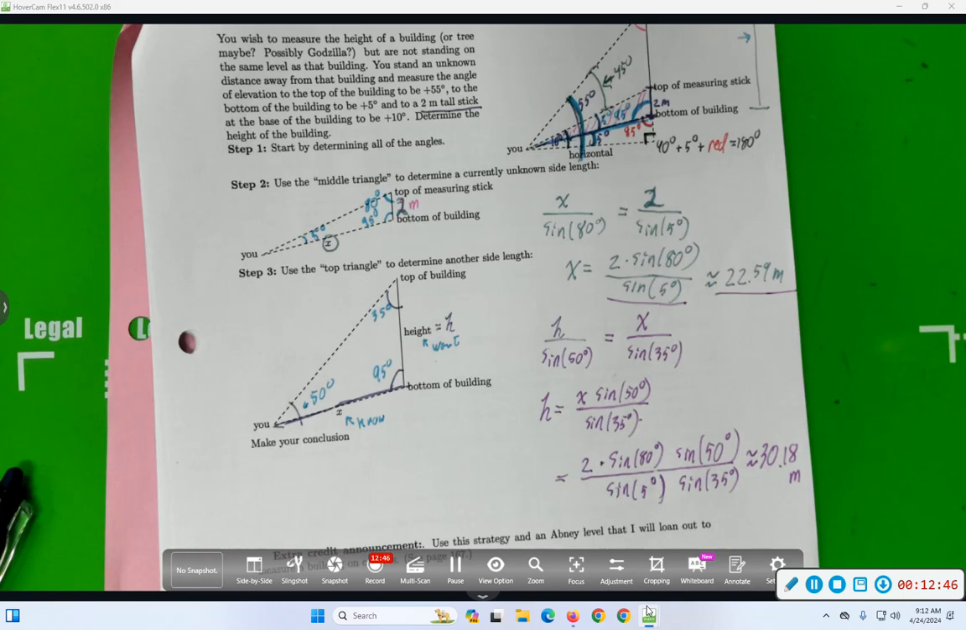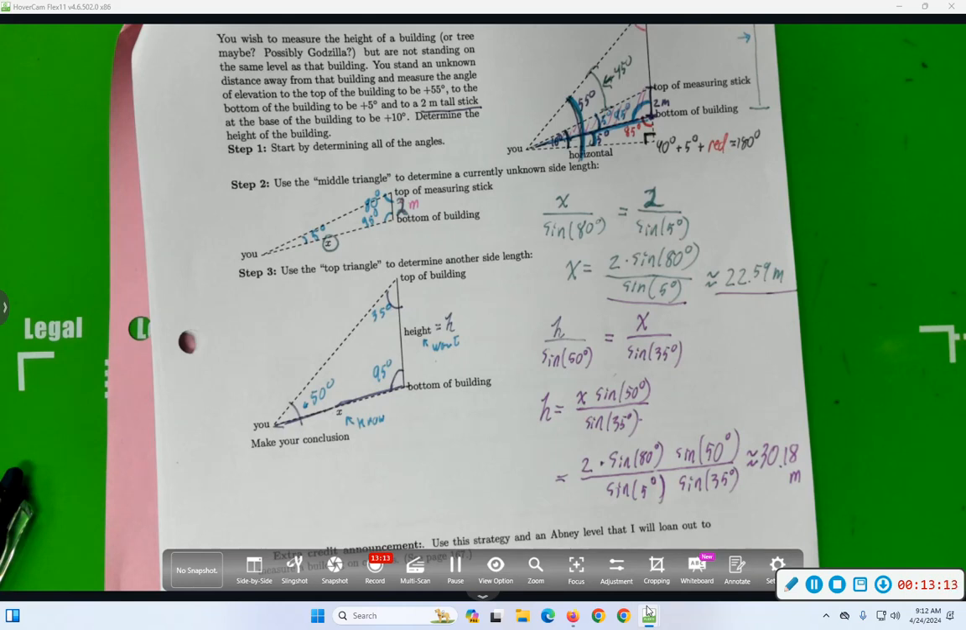In fact, say instead I wanted to know how much rope I would need to put into a grappling hook gun to get me from where I'm standing to the top of the building. Could I do that using this diagram? Yeah, it would just be determining that side length from where you're standing to the top of the building. It'd just be another law of sines. Neato. Cool.